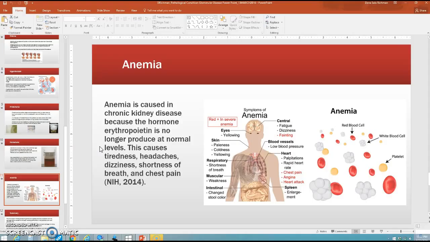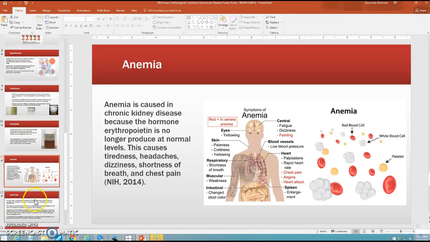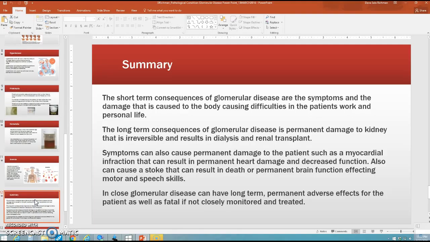The signs and symptoms that the patient typically feels are tiredness, headache, dizziness, shortness of breath, and chest pain. The patient will become very pale, very weak. And you will also typically see left ventricular hypertrophy, which is where the left ventricle enlarges due to the overworked heart muscle.